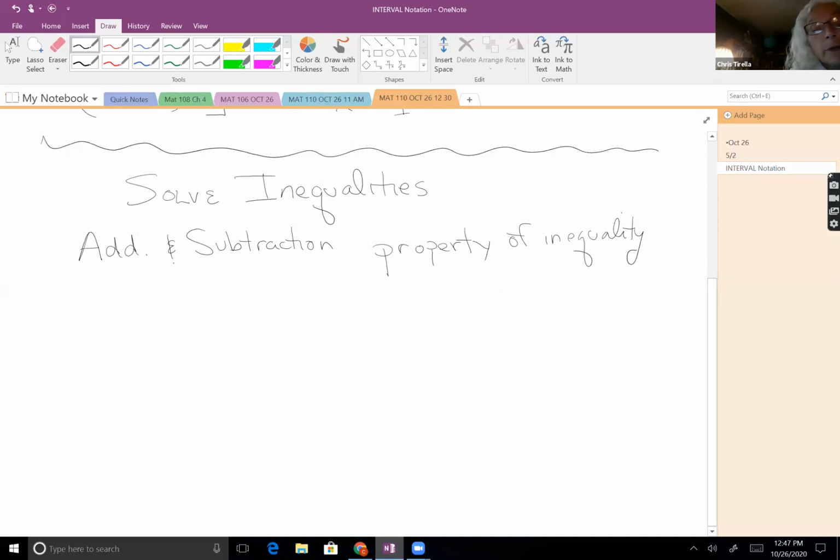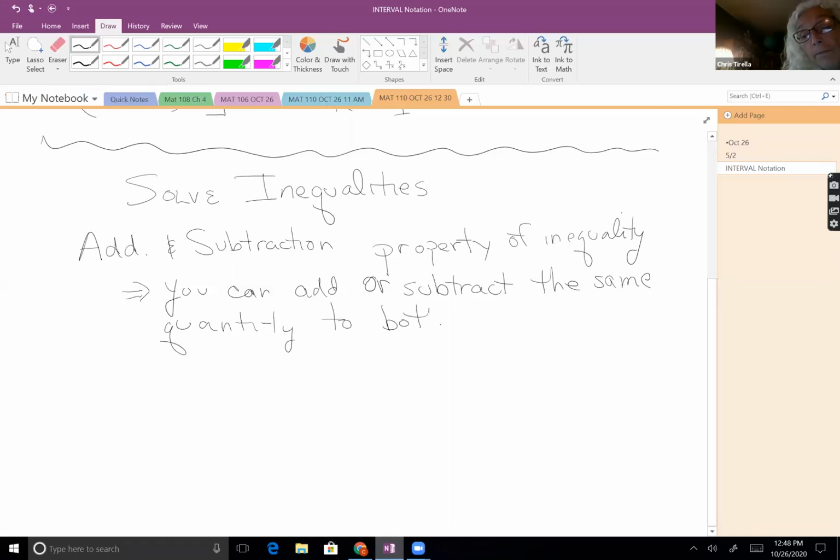What the addition and subtraction property of inequality says is that you can add or subtract the same quantity to both sides of an inequality, and the direction remains the same. So you can add or subtract the same quantity to both sides of an inequality, and the direction of the inequality remains the same.